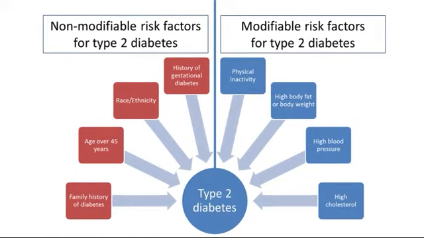On this slide, you can see modifiable and non-modifiable risk factors of type 2 diabetes mellitus. As for non-modifiable risk factors, they are history of gestational diabetes, race or ethnicity, age over 45 years, and family history of diabetes. As modifiable risk factors, we can name physical activity, high body fat or body weight, high blood pressure, and high cholesterol level.